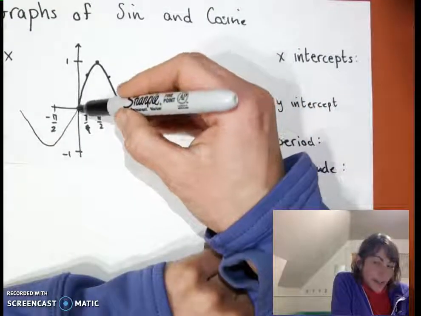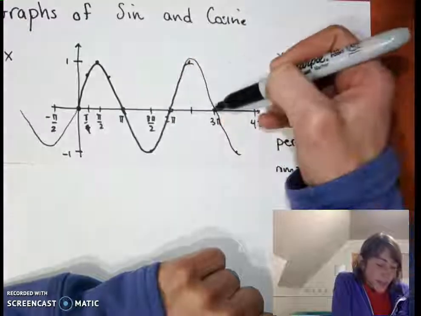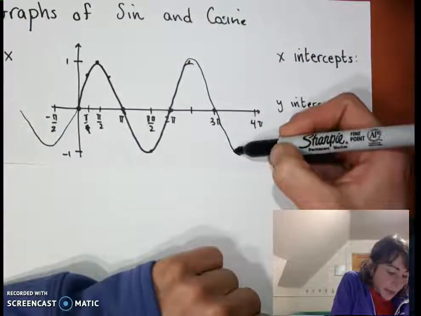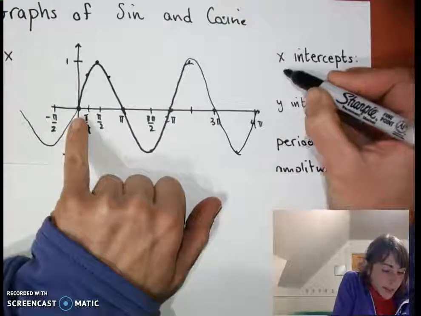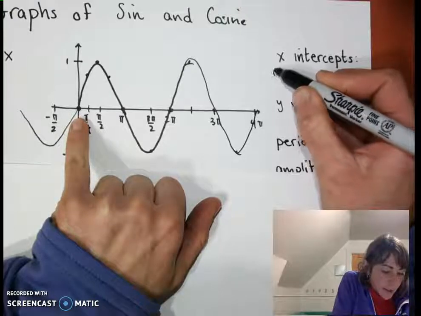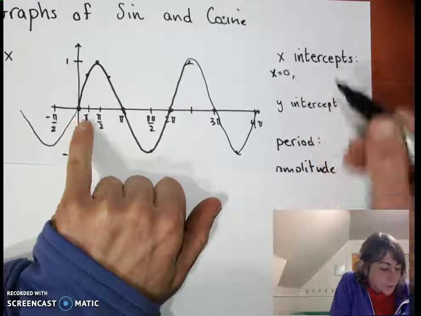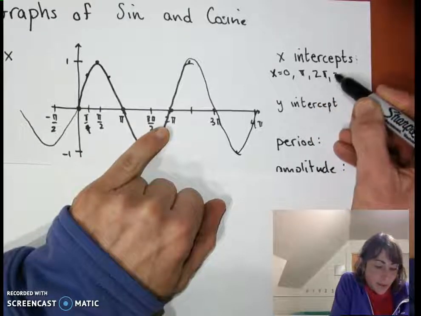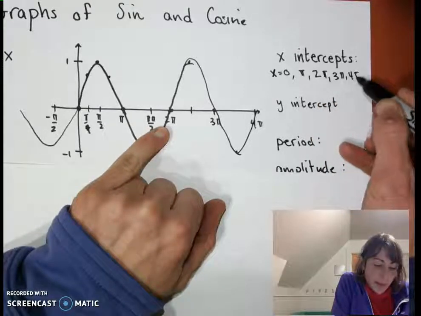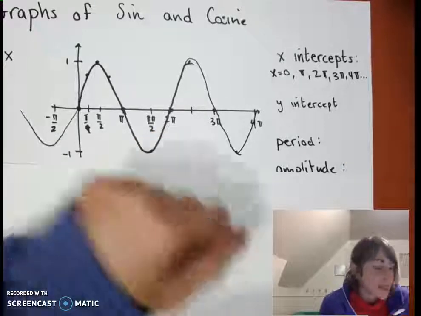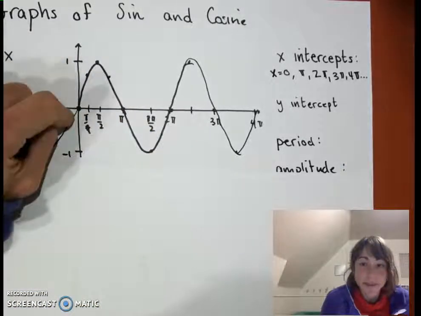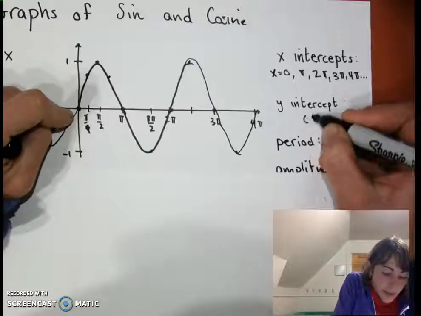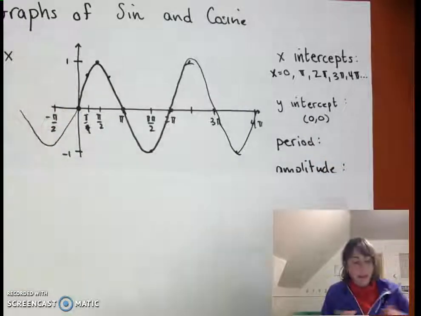Notice that we have x-intercepts at every single multiple of pi. So I have an x-intercept at, for the x values, x equals 0, pi, 2 pi, 3 pi, 4 pi, and so on. I only have one y-intercept, and that's the origin. So it's at 0, 0.